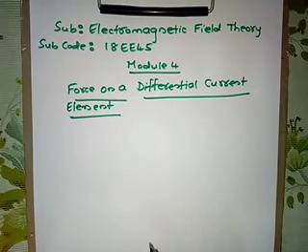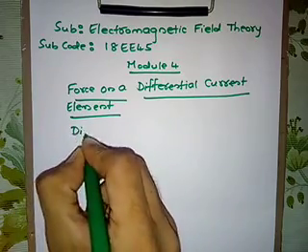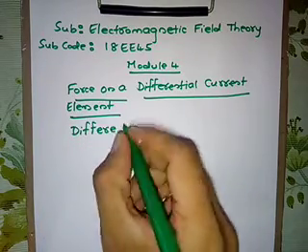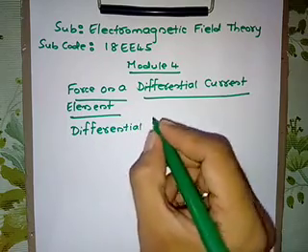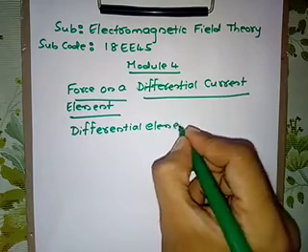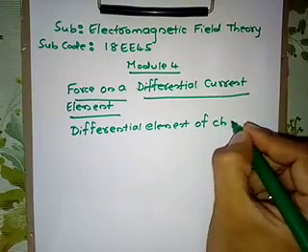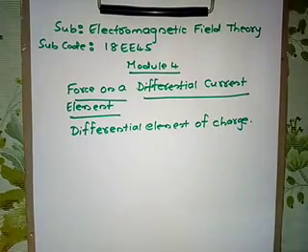A differential element of charge. So what is a differential element of charge? A differential element of charge consists of a small but large number of discrete charges, and the volume occupied by these charges is also small.